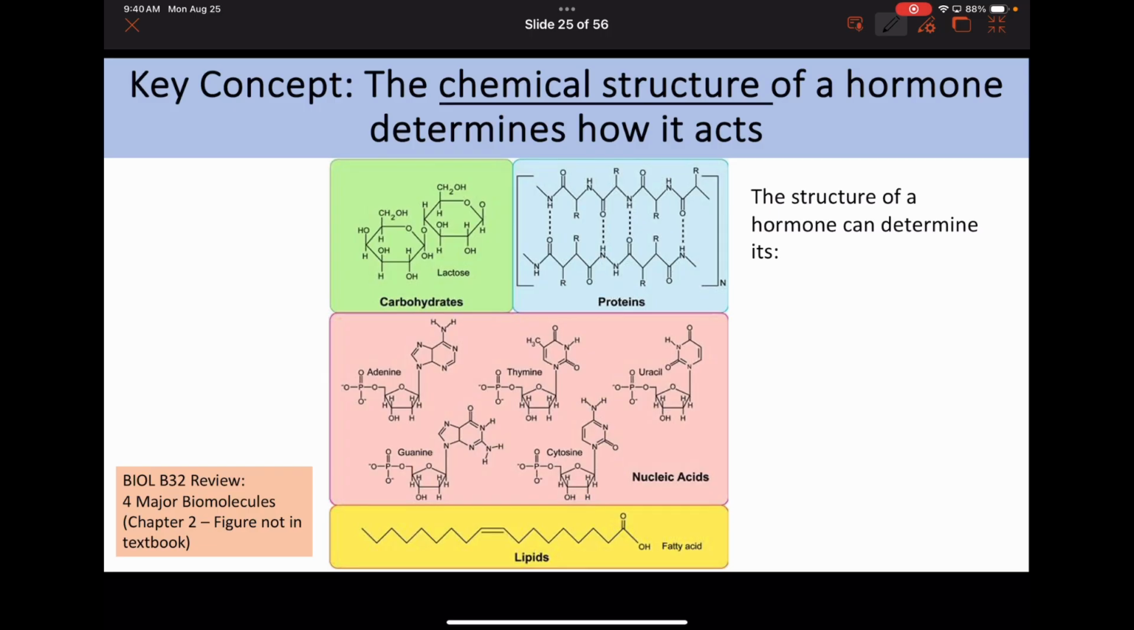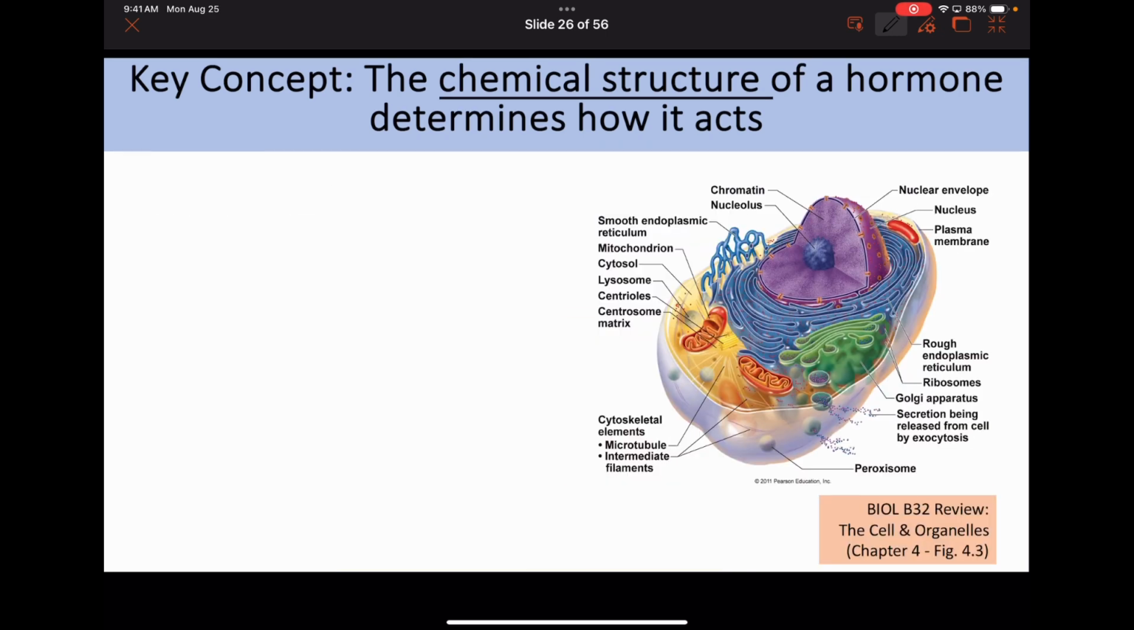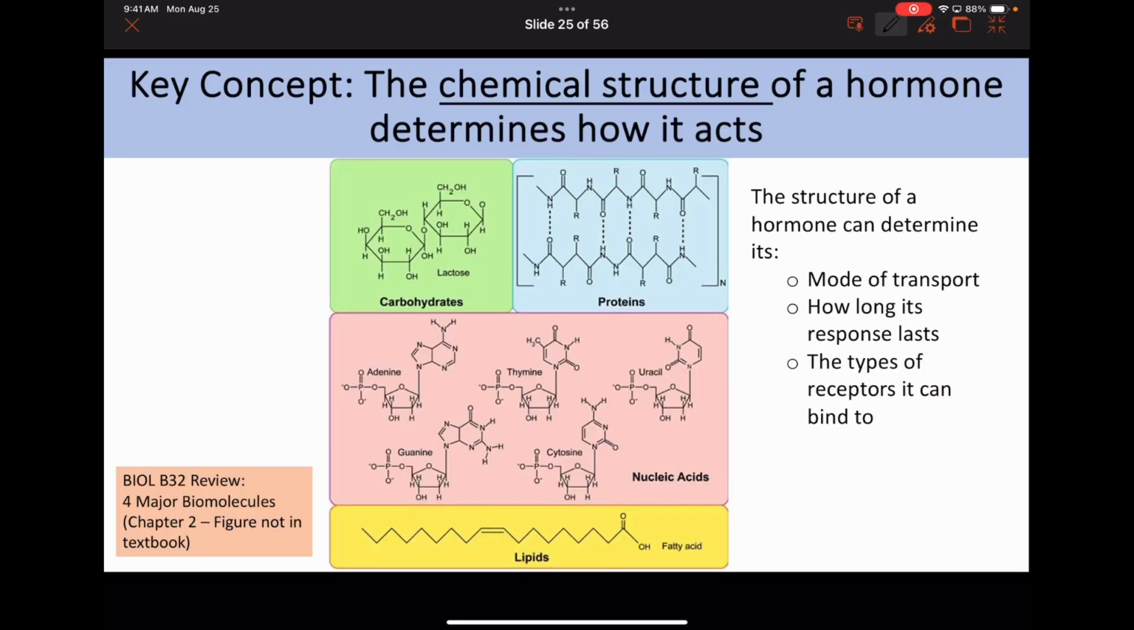So the structure of a hormone can determine its mode of transport, so how we transport it from one place to another, how long the response lasts, and the types of receptors that it can bind to. So that's all going to be determined by whether it is protein-based, or we call it amino acid-based, or lipid-based. All right, so we're going to do a little bit of a cell review. Because you learn in B32 that structure determines function, right? So the structure of these hormones is going to determine how it functions.